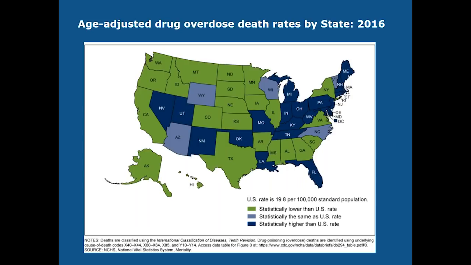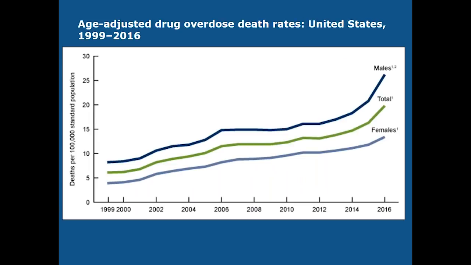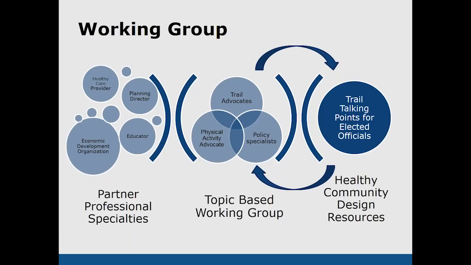So here's a map of the U.S. showing where drug overdose rates are statistically higher and lower, and you can see why it was so important in Pennsylvania, but Pennsylvania is not alone. And then you can also see that motor vehicle death rates are declining while drug death rates are increasing.